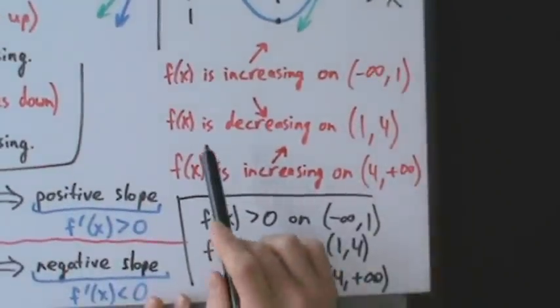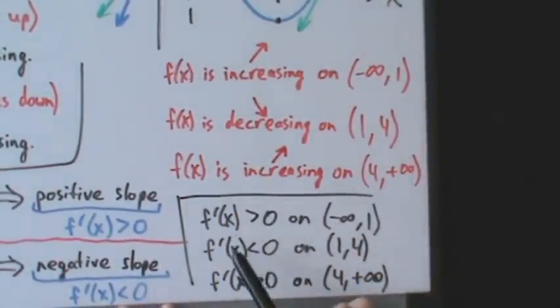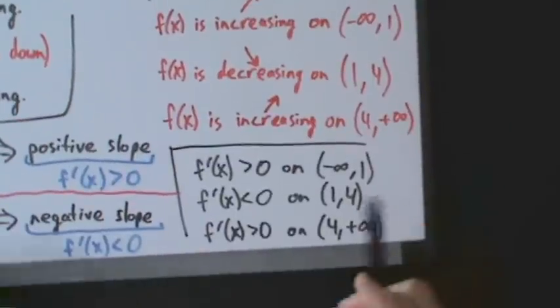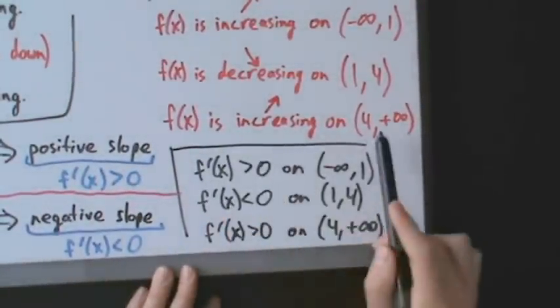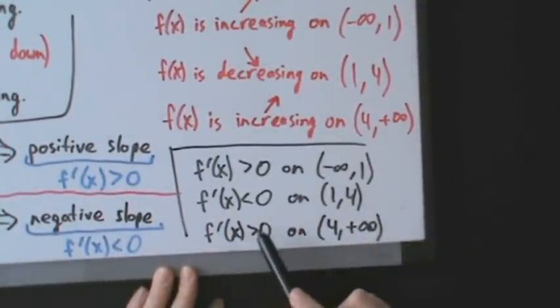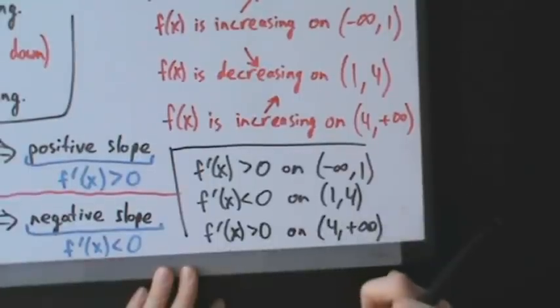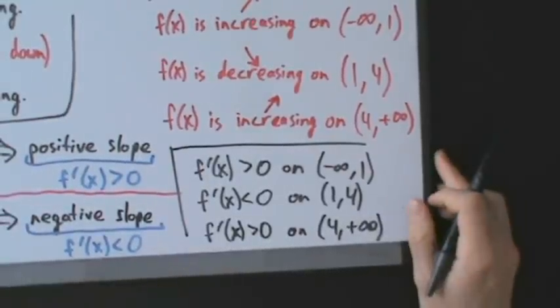So here, since f of x is decreasing on 1 to 4, then f prime of x is negative, less than 0 on 1 to 4. And then again, since f of x is increasing on 4 to infinity, then f prime of x is greater than 0 on 4 to infinity, right? So that's just sort of an introduction to this.